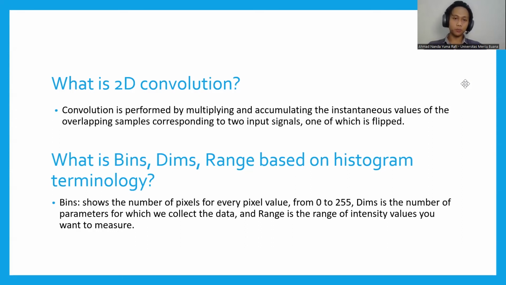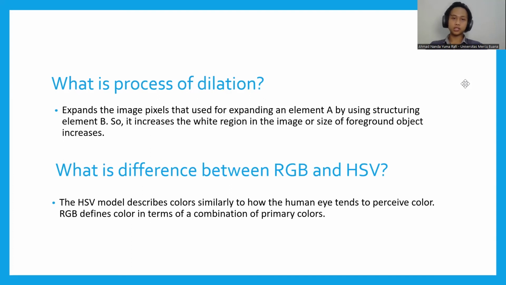The next question is, what are bins, dims, and range based on histogram terminology? The bins show the number of pixels for every pixel value from 0 to 255, dims is the number of parameters for which we collect the data, and range is the range of intensity values you want to measure. Next question is, what is the process of dilation? It expands the image pixels, used for expanding an element A by using structuring element B. So it increases the white region in the image, or the size of the foreground object increases.